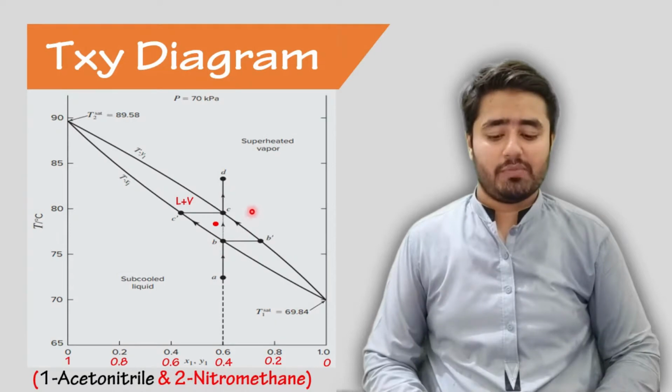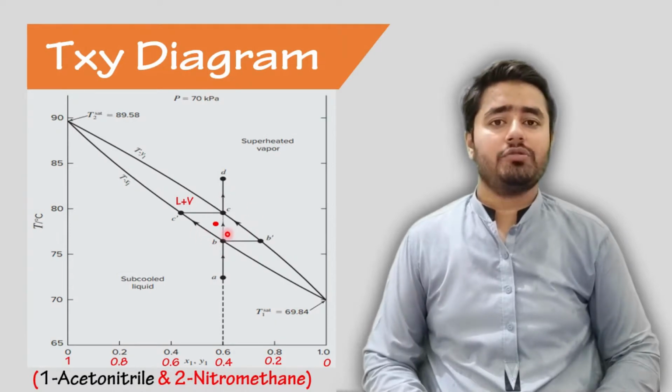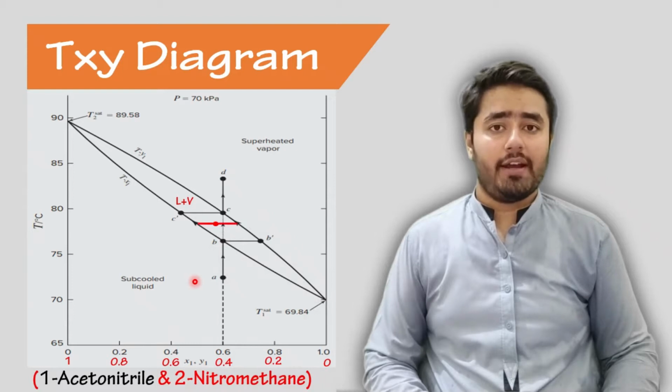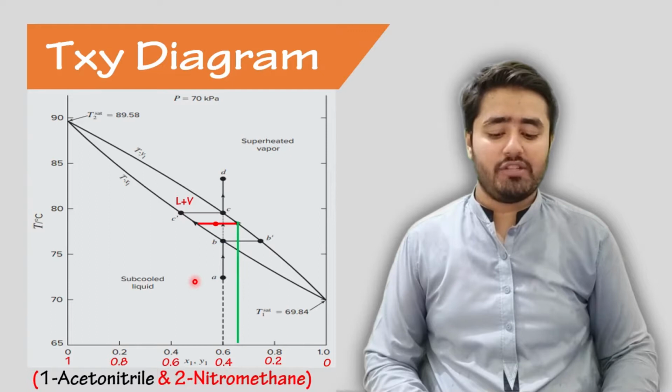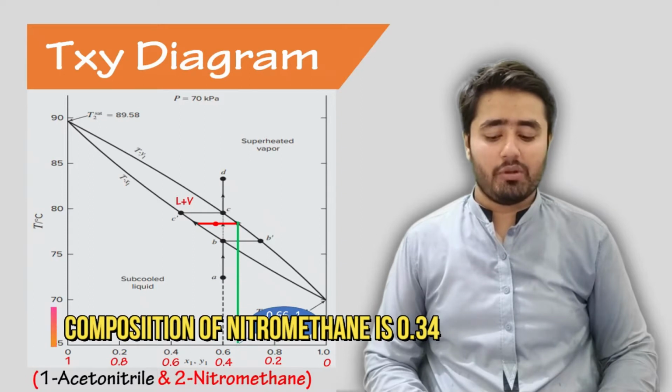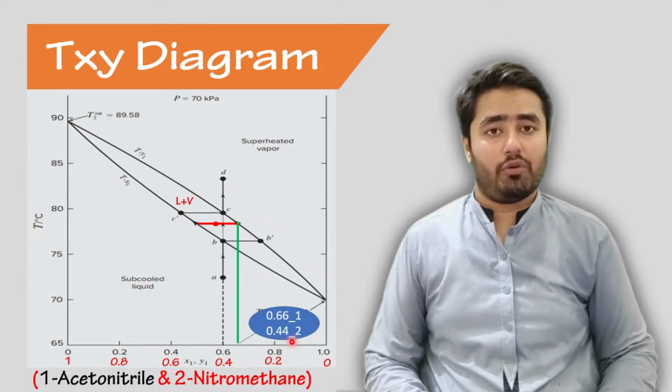Let's say we have a mixture which is present at this point, and I ask you how you can calculate the vapor and liquid phase composition of both components and what the temperature of that mixture will be. For this, I will draw a tie line and extend a perpendicular line from the tie line which will cut the x-axis. As it originates from the saturated vapor line, the composition will represent the vapor phase composition. So 0.66 will be the composition of acetonitrile and 0.44 will be the composition of nitromethane.